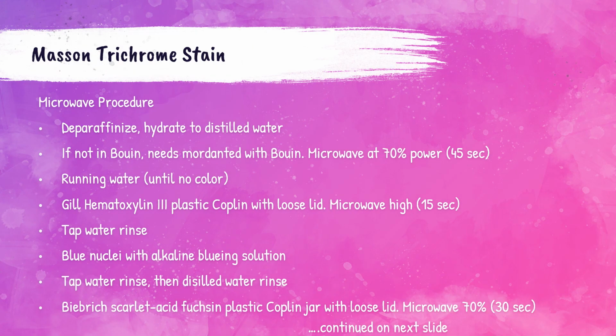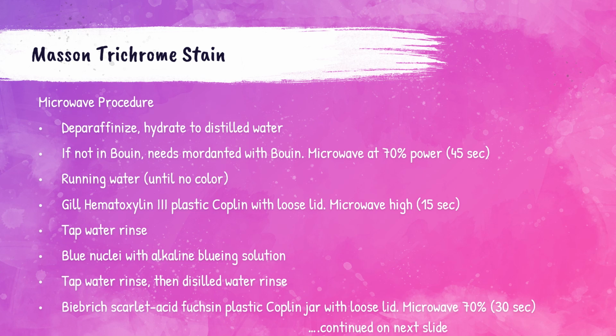If using the Masson trichrome microwave procedure, the tissue needs to be first deparaffinized and hydrated to distilled water. Recall that the fixative for this stain is Bouin solution. If the tissue has not been fixed in Bouin solution already, it will need to be mordanted with the Bouin solution. To do this, the section should be placed in a Coplin jar filled with Bouin solution with a loose lid. It then needs to be microwaved at 70% power for 45 seconds. If the tissue is already fixed in Bouin solution, obviously the step can be omitted.